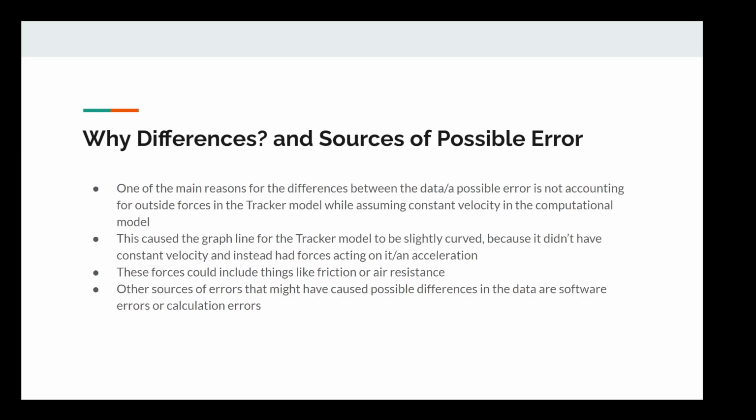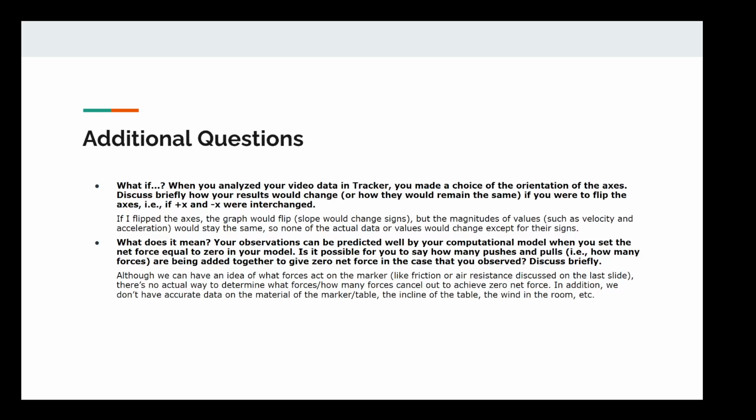As to why there could be differences in the graphs, as I was saying, one of the main differences was probably because we didn't account for outside forces. These forces could include things like friction or air resistance, which made the graph slightly curved, which means it had forces acting on it or an acceleration. Other sources of error that might have caused the possible differences are things like software errors or calculation errors.